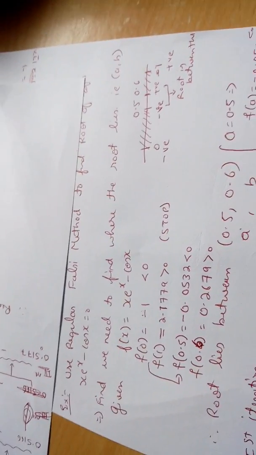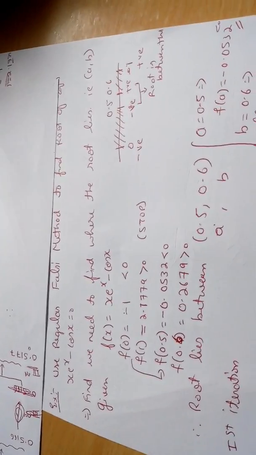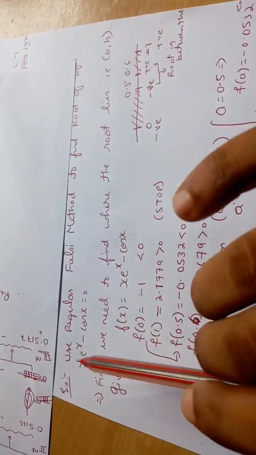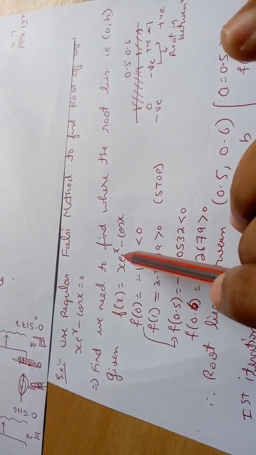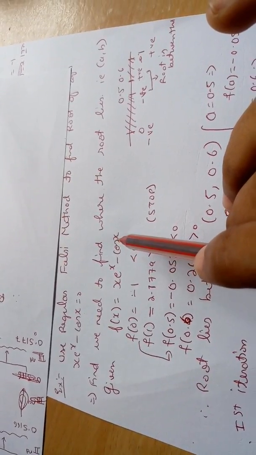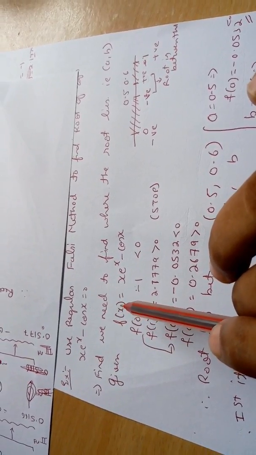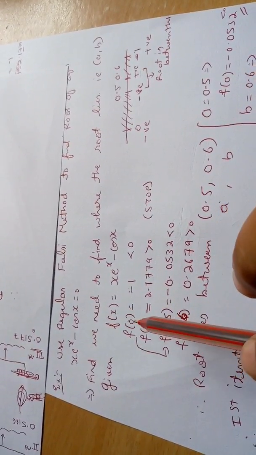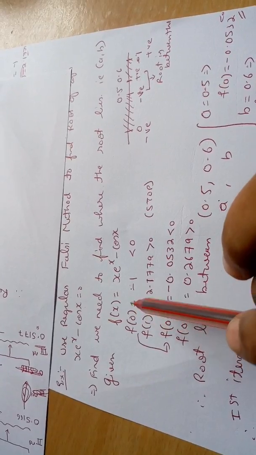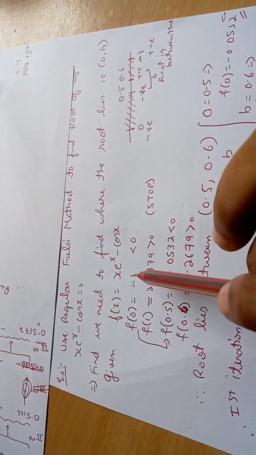For that, they have given you a function f of x is equal to x into e power x minus cos x. First you go on taking values for x. This is just like trial and error. Take x equal to 0. When I take x equal to 0 in this equation, I get the value as minus 1.